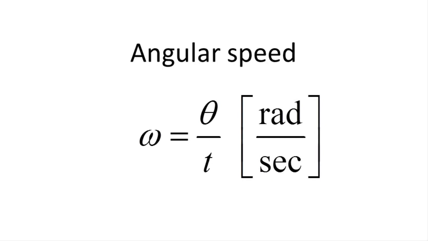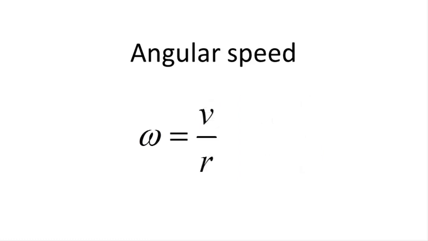In summary, angular speed is defined as the rate at which the object changes its angle in a given time period. The angle is measured in radians, and the unit for the angular speed is radians per second. The angular speed of an object moving in uniform circular motion is related to its linear speed through the formula angular speed being equal to velocity divided by the radius.